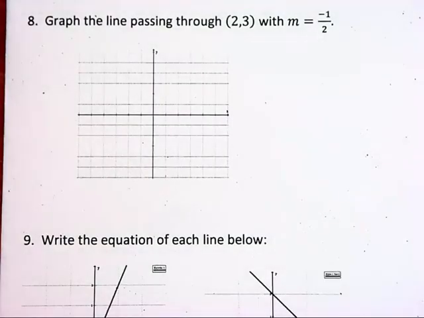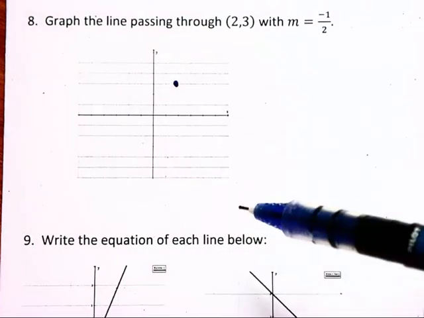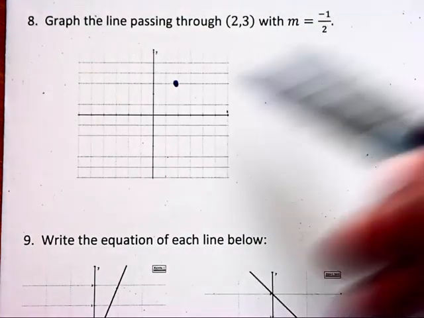Graph the line passing through 2, 3. Okay, I can automatically plot that point with a slope of negative 1/2.